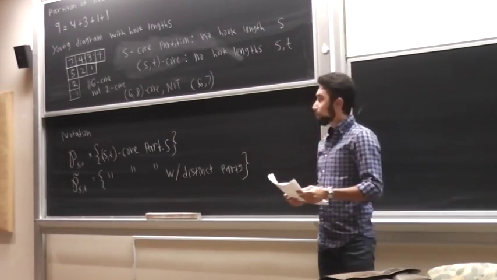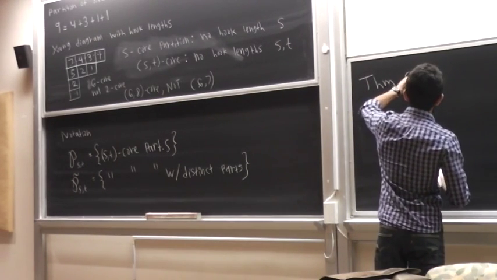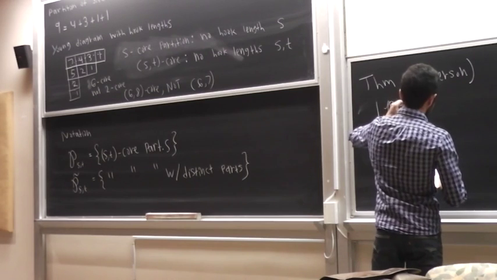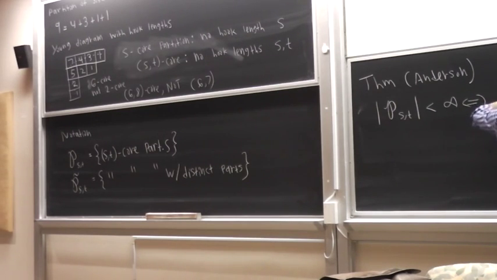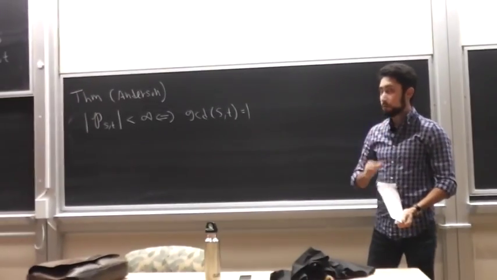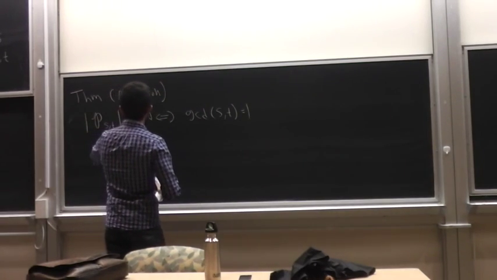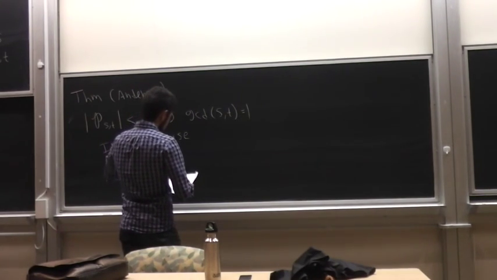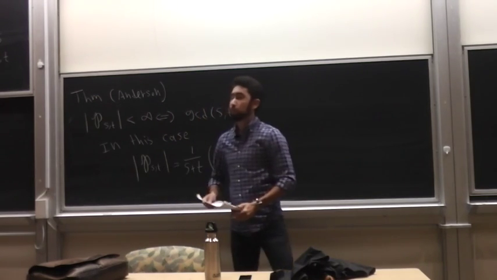Okay. So first, just some basic theorems about these partitions. First theorem, this is by Anderson: the size of P sub ST is finite if and only if the numbers are coprime. So the number of ST core partitions is finite if and only if S and T are coprime. And in this case, when they are coprime, there's an explicit expression for the number of partitions: the size of P sub ST is 1 over S plus T, choose S.